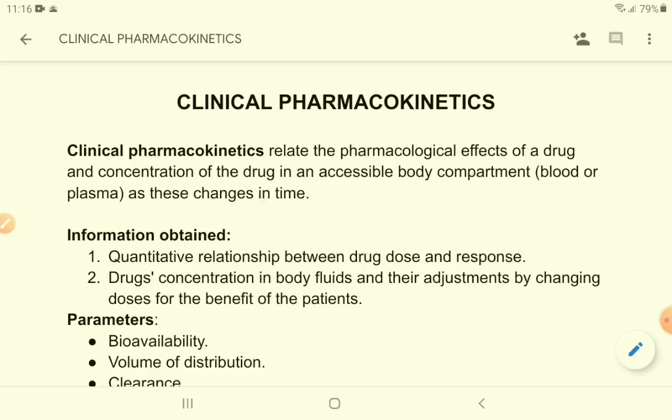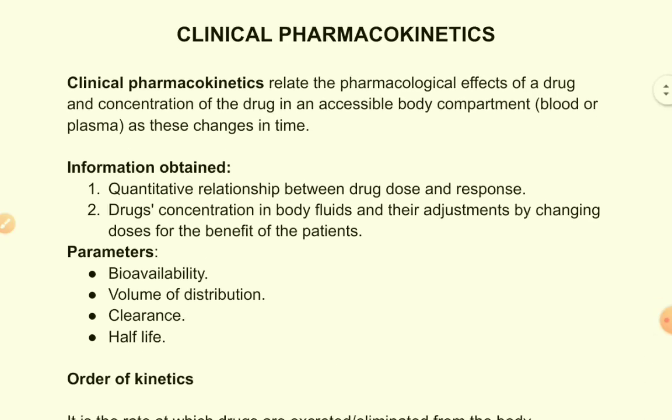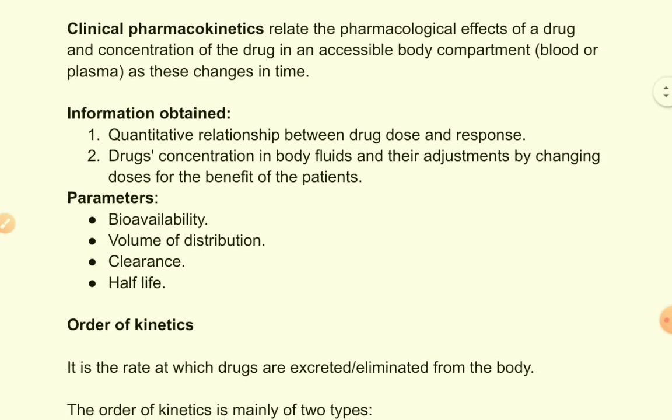Okay, now you can see here what information could be achieved from clinical pharmacokinetics. One is the quantitative relationship between drug dose and response, which I have mentioned already, and another thing is drug concentration in body fluids and their adjustments by changing doses for the benefit of the patients. Of course, in our entire medical career, our prime purpose is to benefit the patients. So for the benefit of the patient, we do some calculations here.